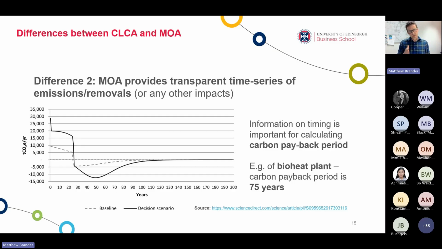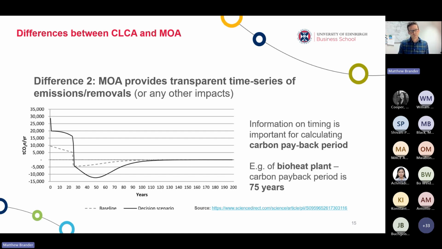And then what you see once the bioheat plant reaches the end of its operational life, then you can see from the lines this underlying effect that was occurring where, through replanting the forest that has been harvested to combust in the bioheat plant, we have removals of CO2 from the atmosphere as the trees regrow. And so this decision scenario curve is just showing the growth curve for the trees as they're planted and regrow.